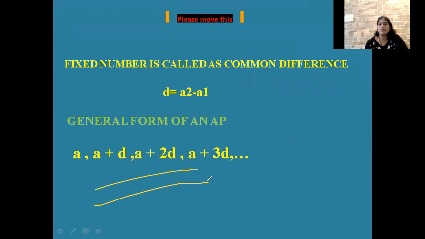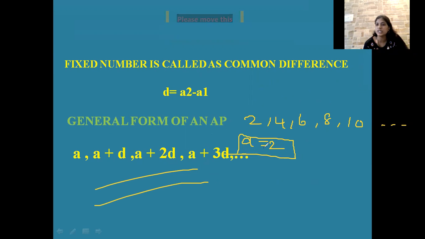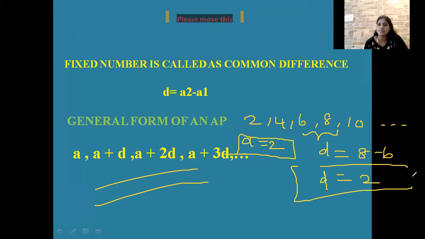And this is the general form of an AP. All the arithmetic progressions fall in this category. Let me take this as an example. In this, a is 2. a is nothing but the initial term, the very first term. For d, you take any two terms. You can take the 8 and 6 also. If you subtract, you'll get the answer 2.